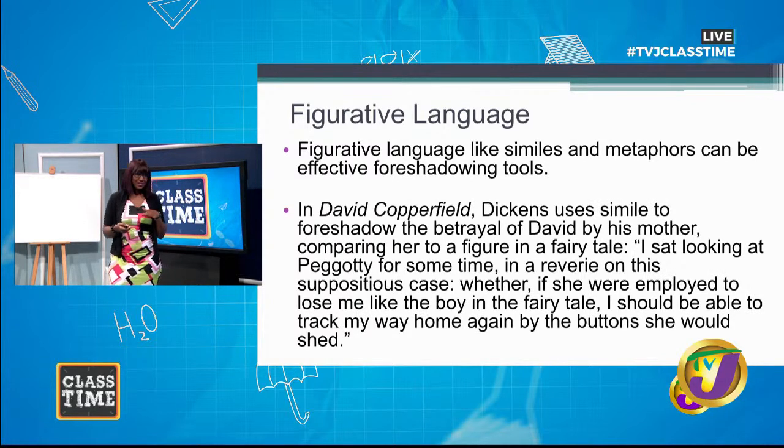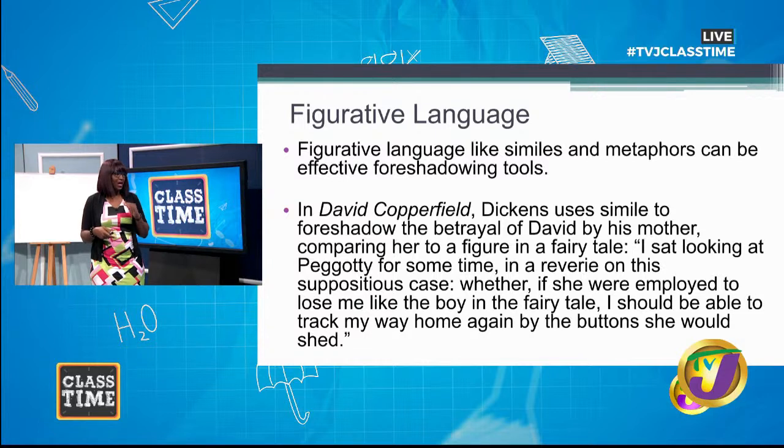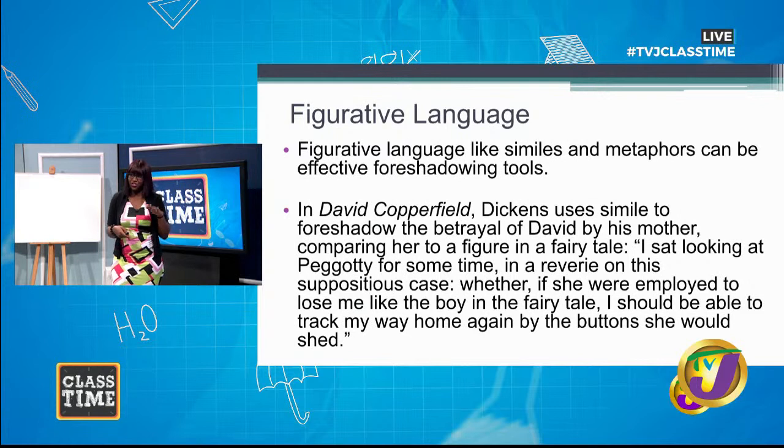So if you look at this example, now, the betrayal of David by his mother is expressed in this way. "I sat looking at Peggotty for some time, in a reverie on this supposititious case, whether if she were employed to lose me like the boy in the fairy tale, I should be able to track my way home again by the buttons she would shed."